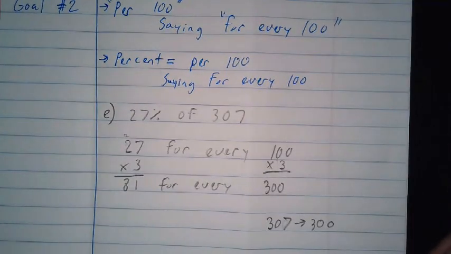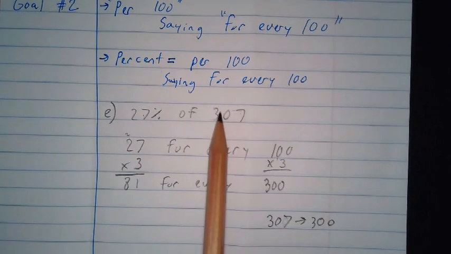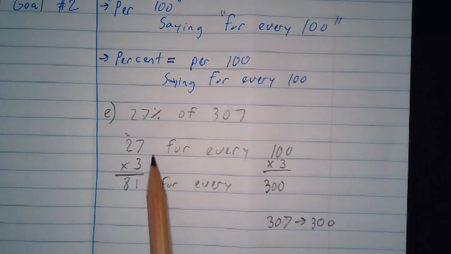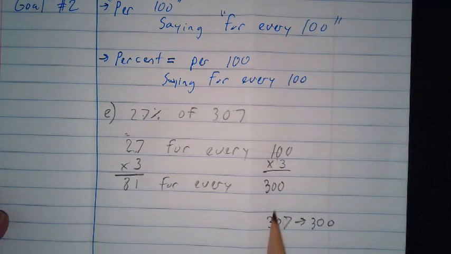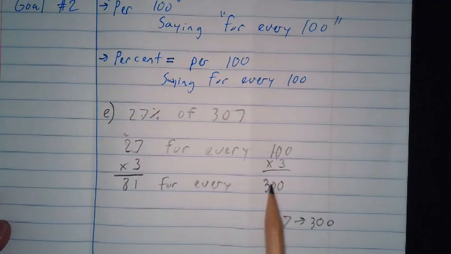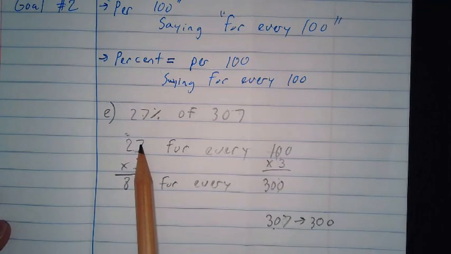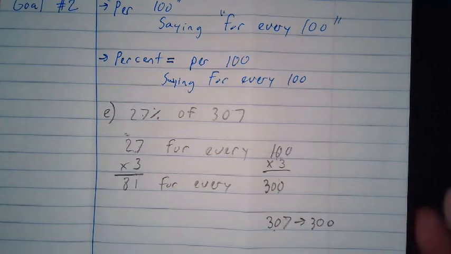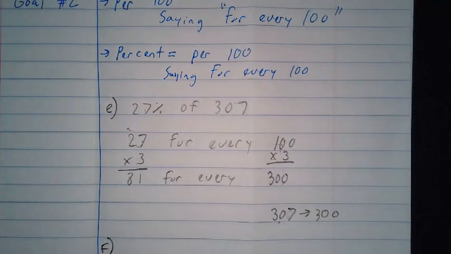For every 300. So let's look at this again. 27% of 307. We're using the rate per 100. 27% is 27 for every 100. We have 307, but we decided to make that a compatible number of 300. To go from 100 to 300, I multiply by 3. And then that means I do the same thing for this. Look at that. Done. Letter F. This might be easier. When you take the quiz, you can use either method, whichever one you're more comfortable with.